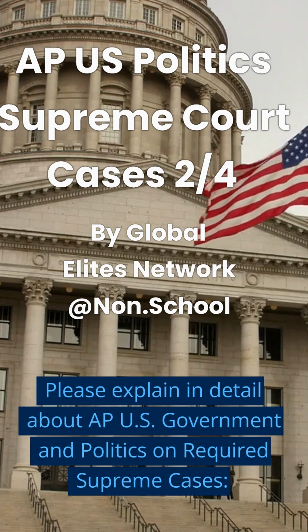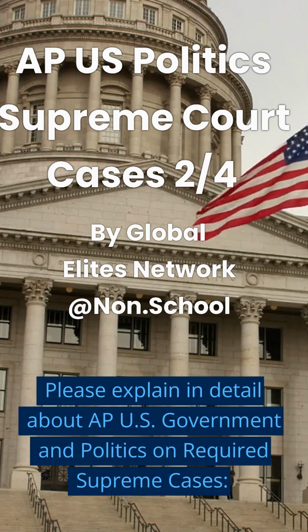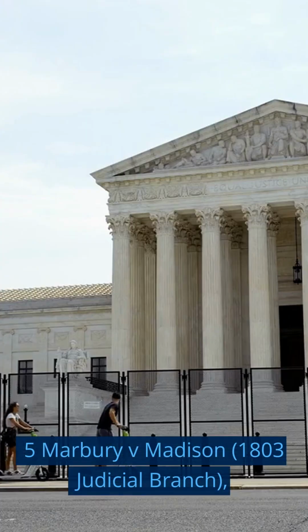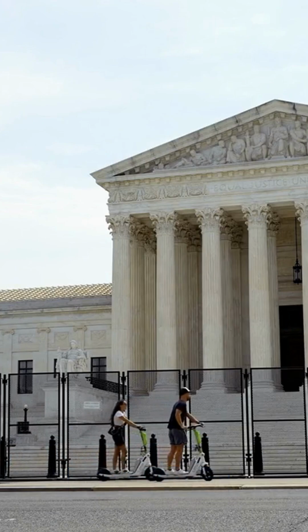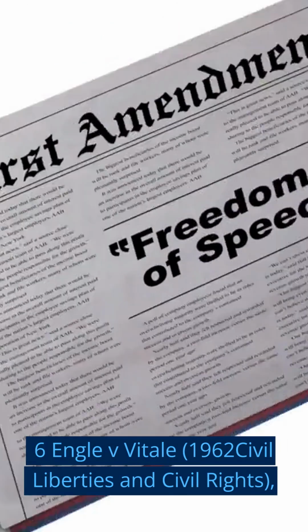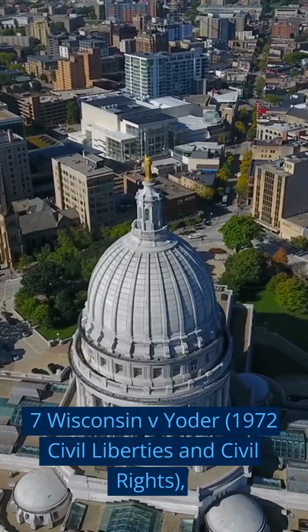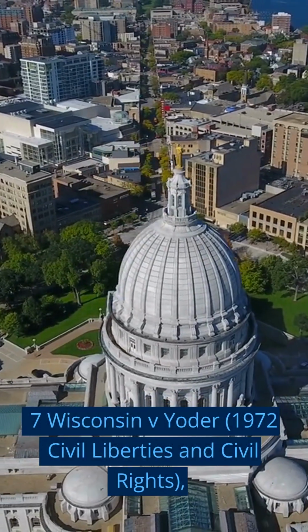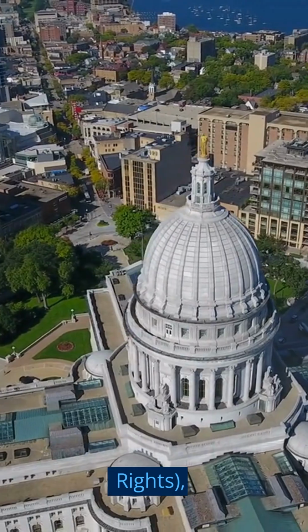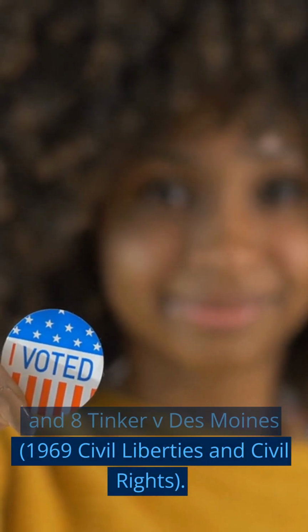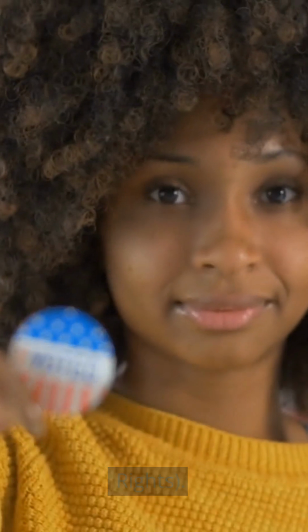Please explain in detail about AP U.S. government and politics on required Supreme Court cases. 5. Marbury v. Madison, 1803, Judicial Branch. 6. Engel v. Vitale, 1962, Civil Liberties and Civil Rights. 7. Wisconsin v. Yoder, 1972, Civil Liberties and Civil Rights. And 8. Tinker v. Des Moines, 1969, Civil Liberties and Civil Rights.